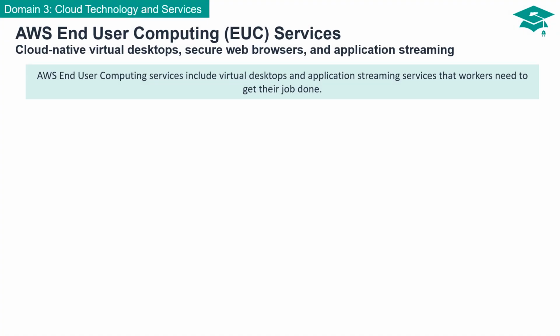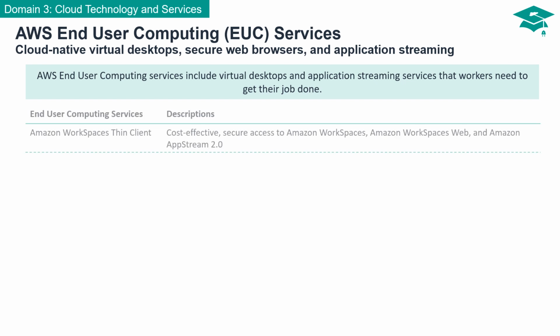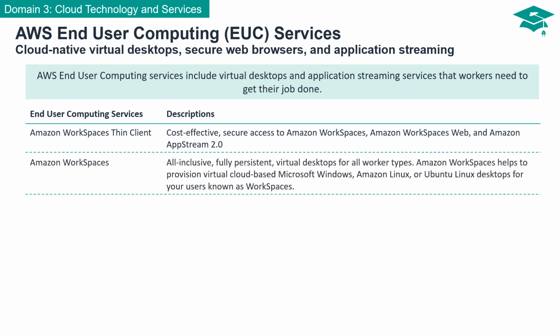AWS End User Computing, or EUC, Services is your ticket to cloud-native virtual desktops, secure web browsers, and seamless application streaming. These services are all about giving workers what they need to rock their jobs. Let's check them out. Amazon WorkSpaces Thin Client is a cost-effective and secure way to access Amazon WorkSpaces and Amazon AppStream 2.0. It's like your virtual office key.